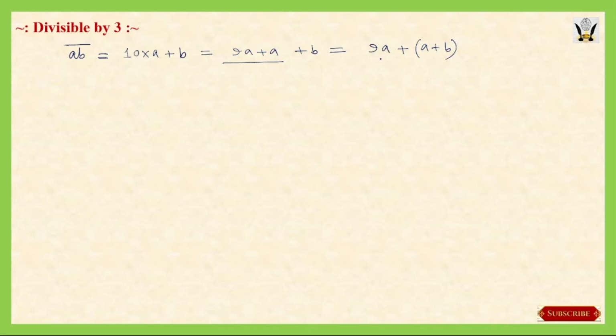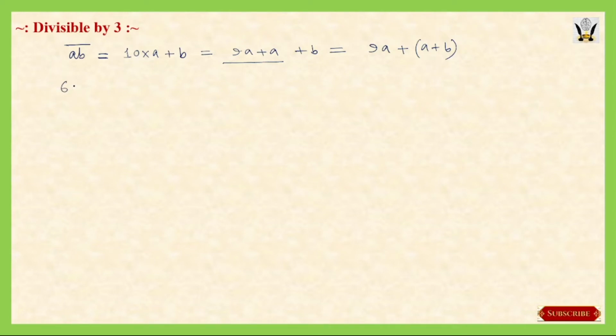Now 9A means 9 is a number which is divisible by 3. 9 is a multiple of 3. That means 9A, whatever the value of A is, will always be divisible by 3. That means if A plus B, the summation of both the digits of that 2-digit number, is divisible by 3, then the whole number will be divisible by 3. And that is the condition. That is the criteria.